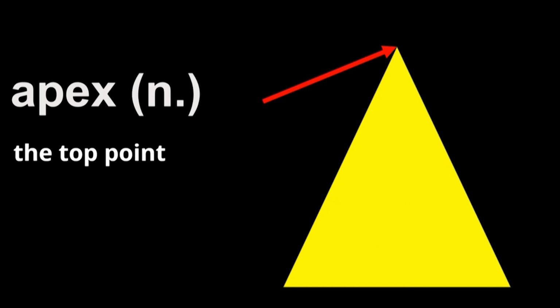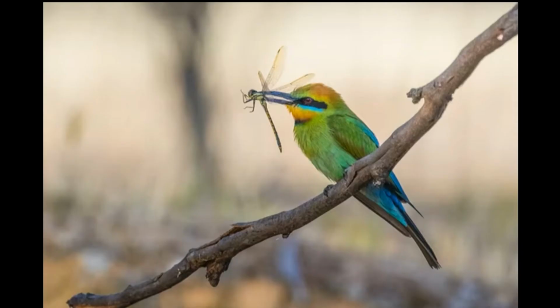Finally, we have apex. Apex simply means the top point. This example shows the top of a triangle. But today we will show you how apex is related to food chains and food pyramids. Now, for a quick review of the words. Just to be sure we know them, we'll show you the picture and you tell us the word. Nice! Prey. Animals that are hunted by other animals.